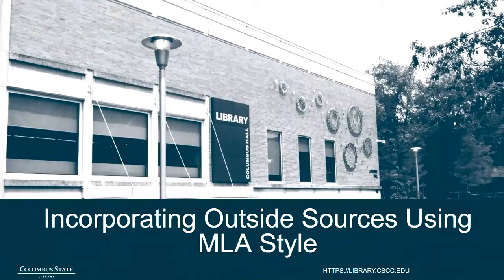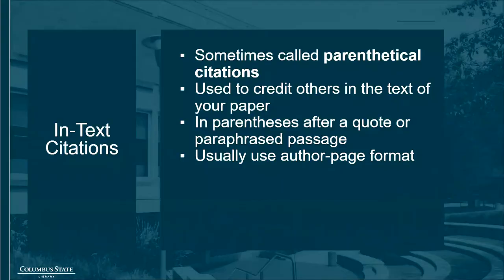You probably know that all information taken from outside research sources for use in papers and projects must be cited. But what are the steps of that process? How can we incorporate outside information in a way that both supports our arguments and gives sufficient credit to the original author? This is what in-text citations are for.